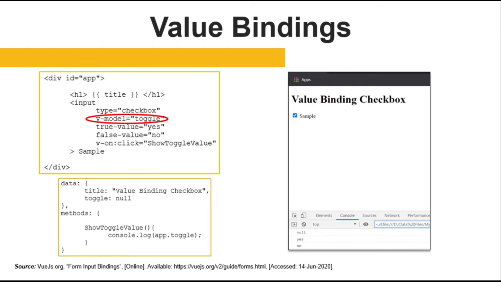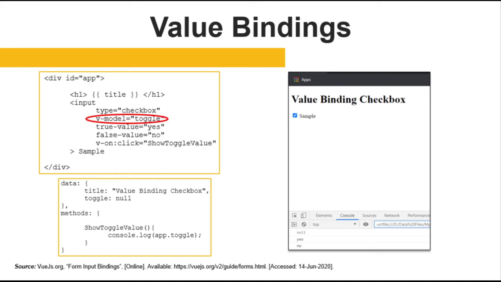In the given example, we are able to define toggle as a data model property. Every time the user clicks on the checkbox, it calls the showToggleValue method, which is defined in the methods property of the view instance. It returns the corresponding value, either null as a starting value, yes, or no.